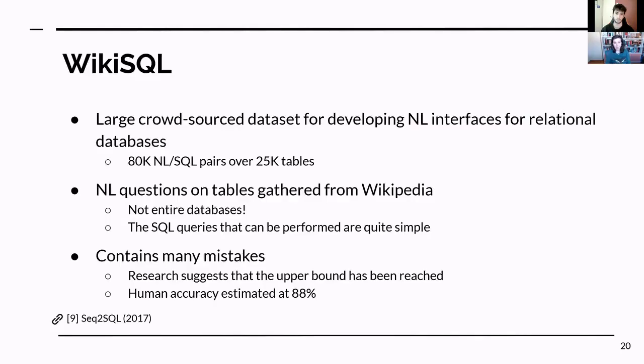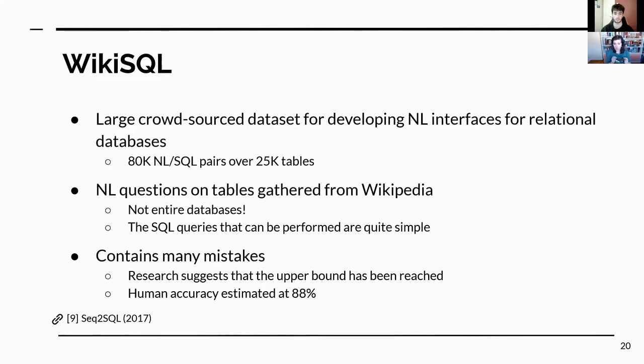The first one is WikiSQL, which is a crowdsourced dataset containing 18,000 NL and SQL pairs. The characteristic of this set is that the NL questions essentially are over tables that are gathered from Wikipedia. So essentially, we're not talking about entire databases, and that's why the SQL queries that we observe inside WikiSQL are rather simple ones. Another issue is that in WikiSQL, we see queries with many mistakes, and essentially research here suggests that we have already reached the upper possible bound for accuracy in WikiSQL.